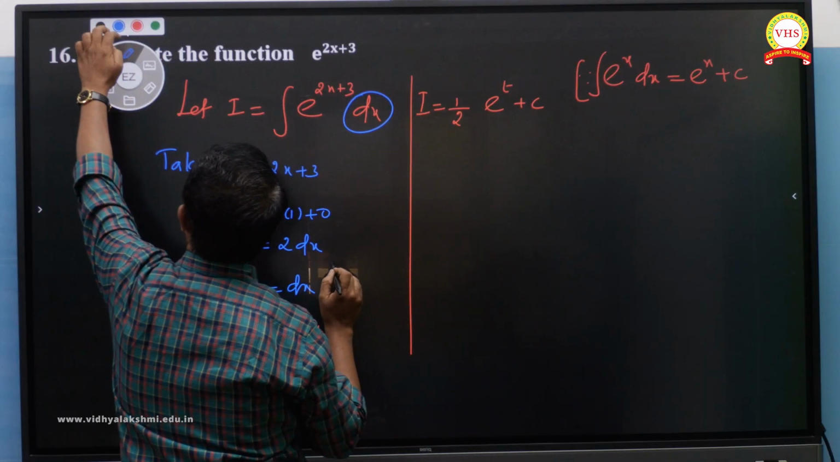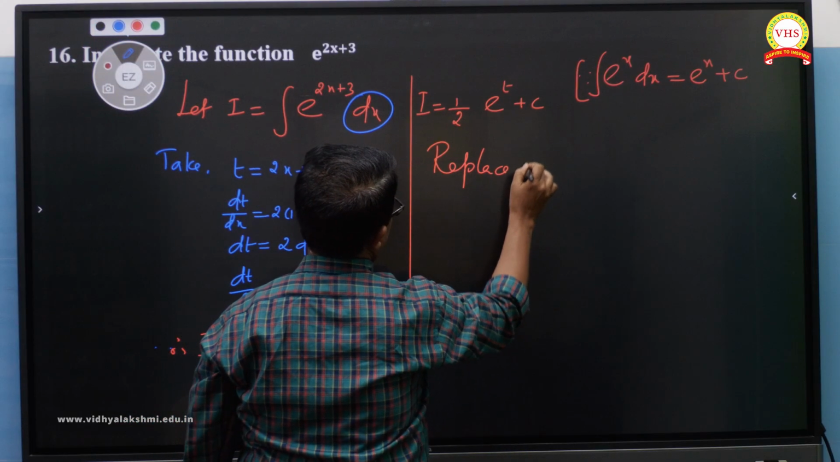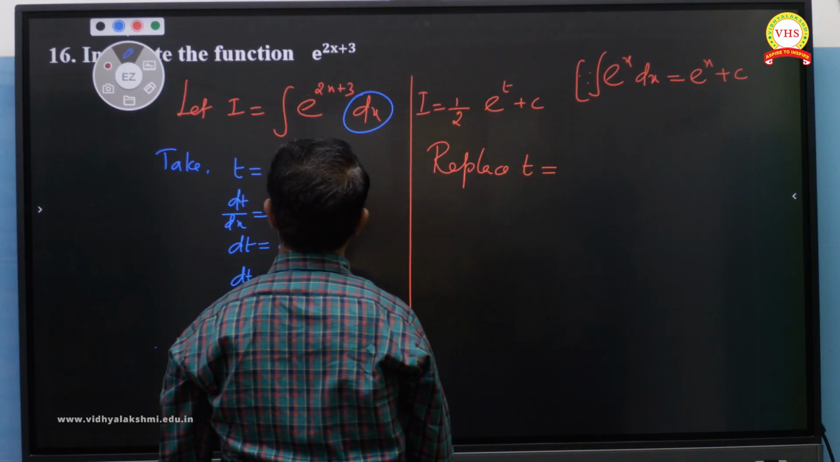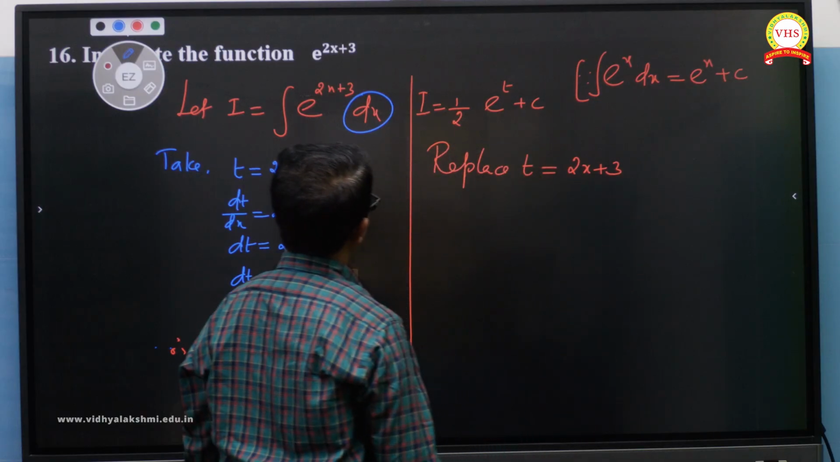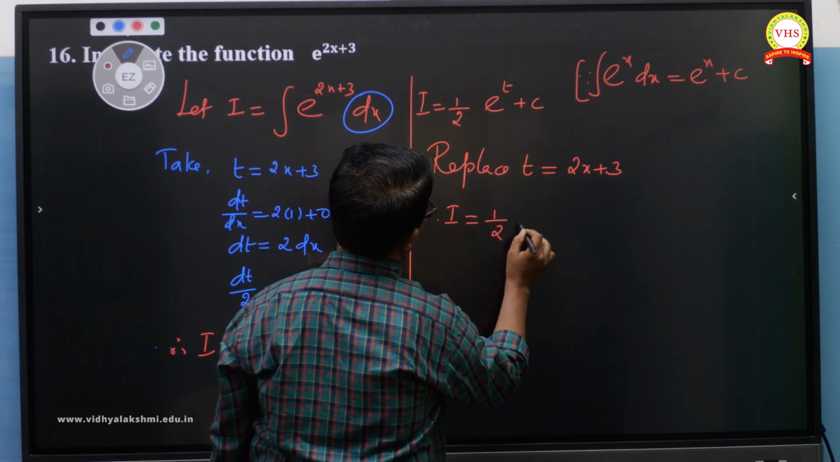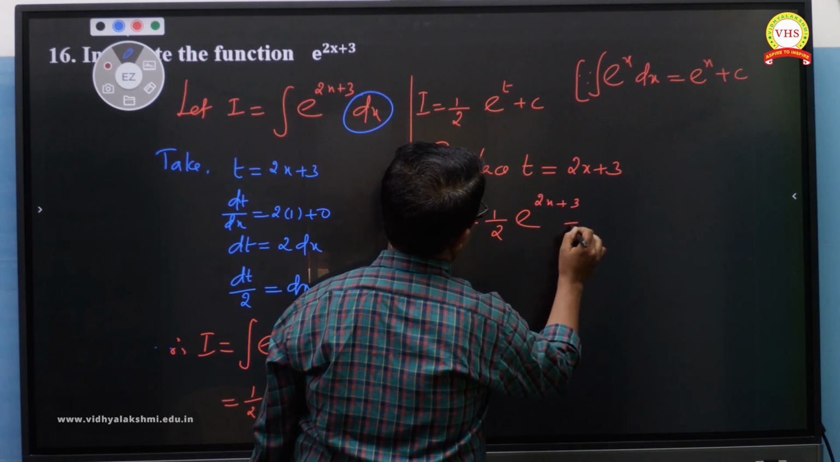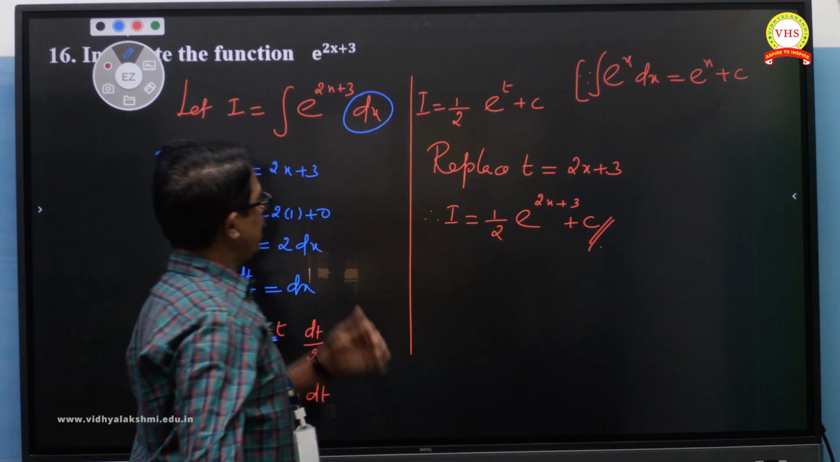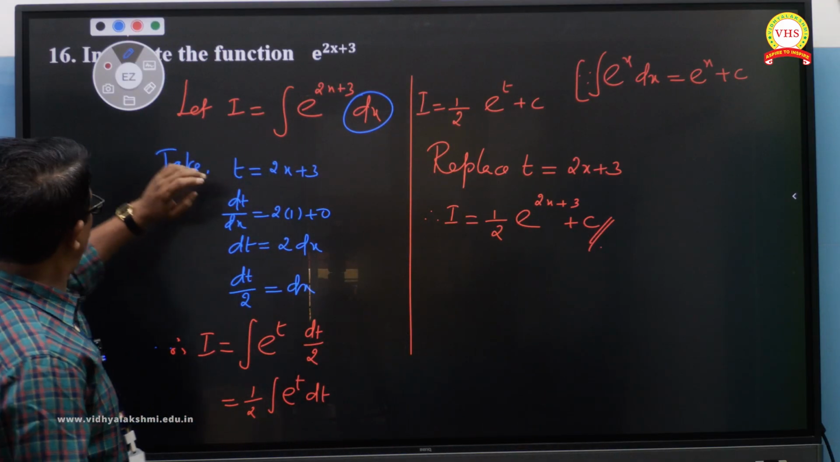Finally you should write the answer in terms of x. Replace t, what is t equal to? We assigned 2x plus 3. Therefore, the answer is I equal to 1 by 2 into e to the power of 2x plus 3 plus c. This is question number 16. Easy sum, simple method. Okay.